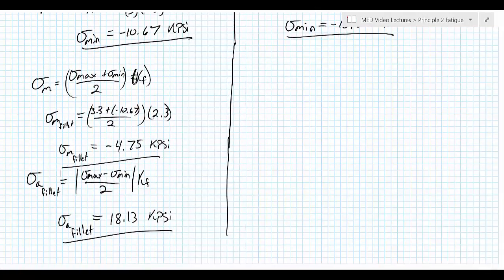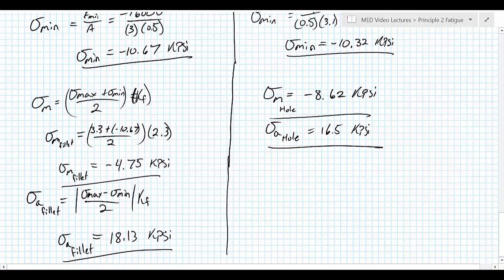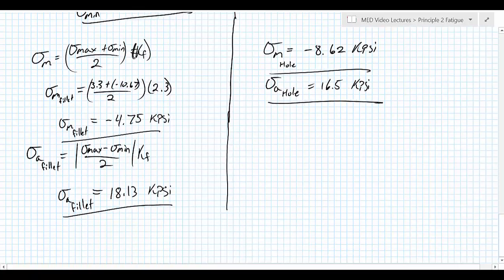We can do the same process for the hole. The only thing that changes is everything. Our maximum stress and minimum stress values are different. Our Kf values are different. But we'll get the same sort of process. The mean for the hole is equal to negative 8.62 kpsi, and the amplitude for the hole is 16.5 kpsi. All right, so now we're at the place where we can actually decide whether our part is going to break or not.